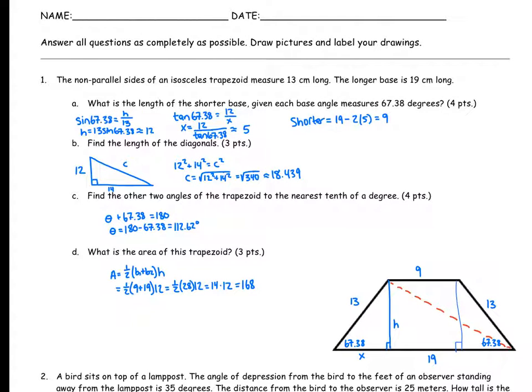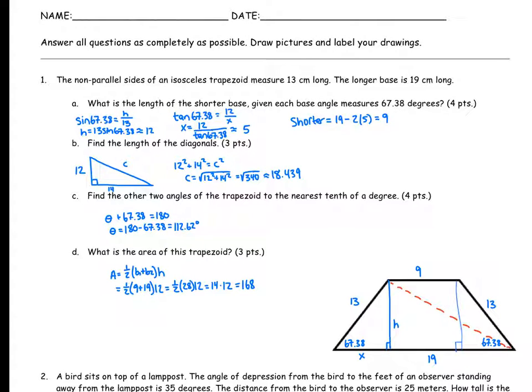Then once you have that, remember there's going to be the same altitude over here, and what you end up making is a nice rectangle. So it turns out if you know that this is 5, well, this is a congruent triangle here since it's an isosceles trapezoid, so that's also 5. So if you do 19 minus 10, you get the 9, which is what you're looking for, the shorter side.